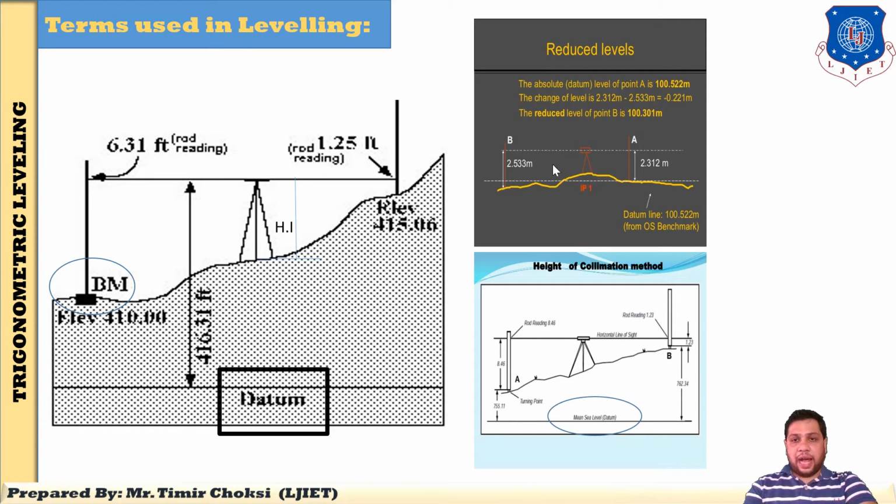So when you find the RL of B, you know that 100.552 is the datum point. The difference between the A and B points is 0.221.